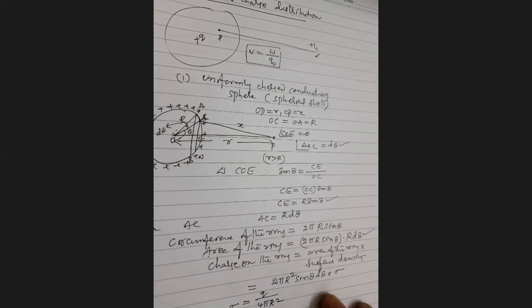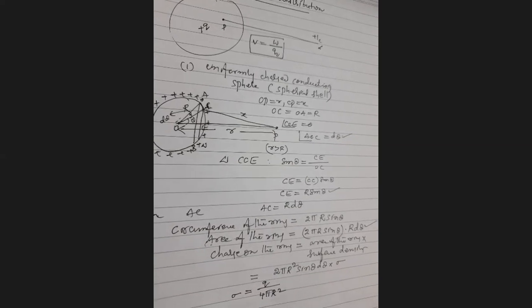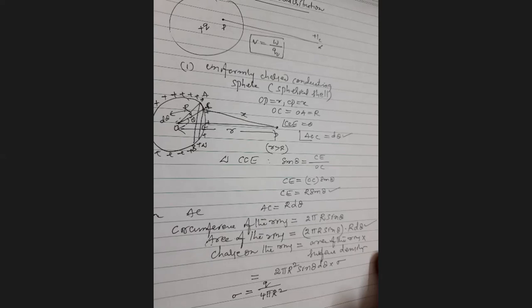Why? Because for a conducting sphere, the total charge q distributes only on the surface. So the spherical surface area is 4 pi r square. Hence charge per unit area sigma equals q by 4 pi r square.